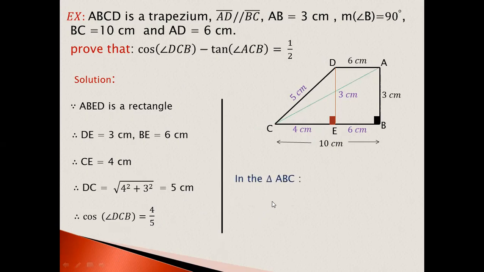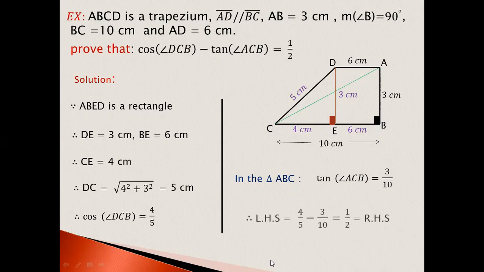And to find tangent of the angle ACB, we need to join A with C. We need to make a construction AC. So in the right angle triangle ABC, tangent of the angle ACB equals the ratio between the opposite side AB and the adjacent side BC. And the opposite side is 3 centimeters, and the adjacent side BC is 10 centimeters. So it's going to be 3 over 10.